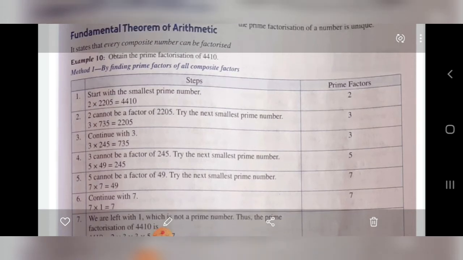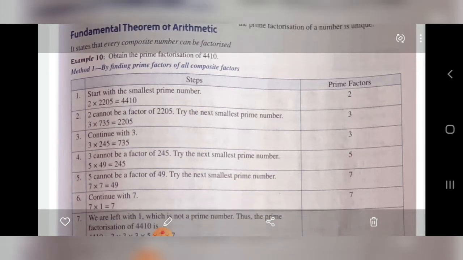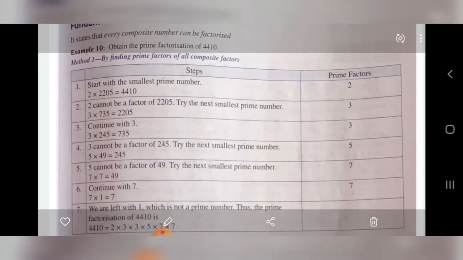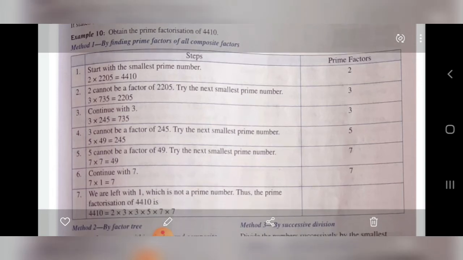So method number 1 is by finding prime factors of all composite factors. So what you will do, the number which is given to you, that is a composite number. So from that you are going to find the prime factors. So first step, you will start with the smallest prime number. So here first question is given 4410. So the smallest prime number is 2. So you will start with 2. If you divide 4410 by 2, you will get 2205. So one prime factor you got, that is 2.